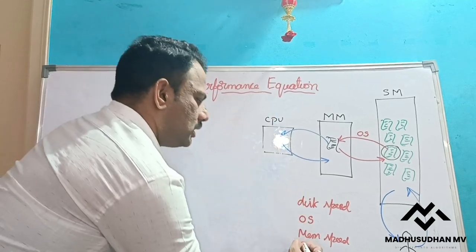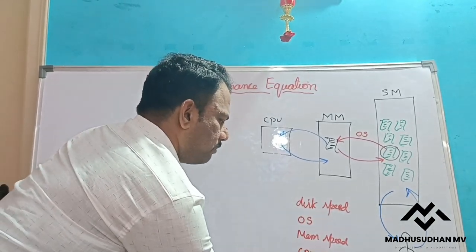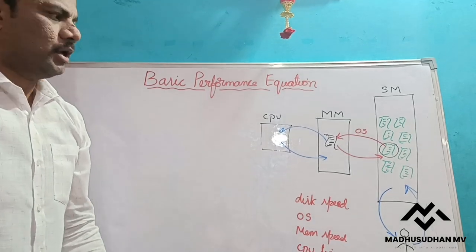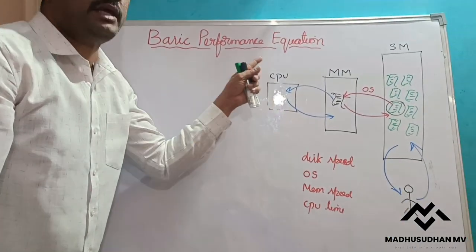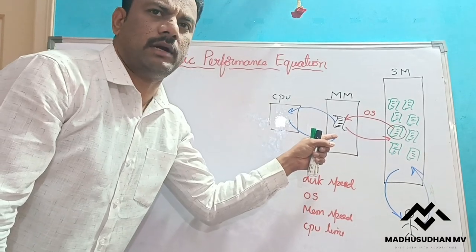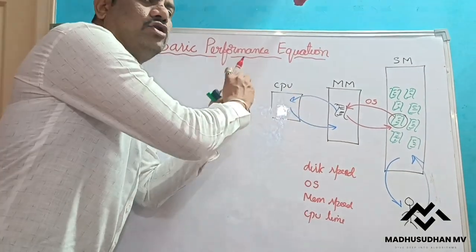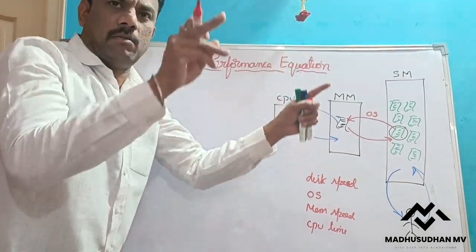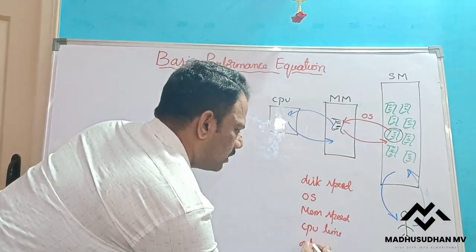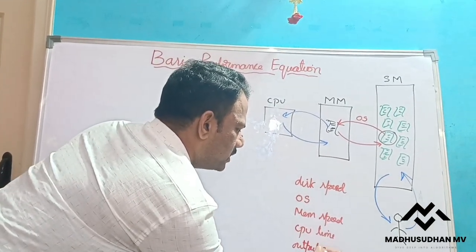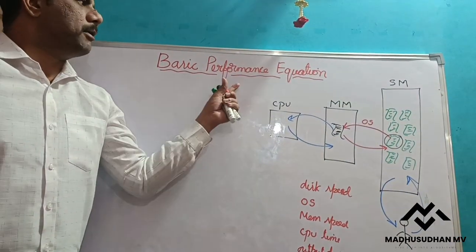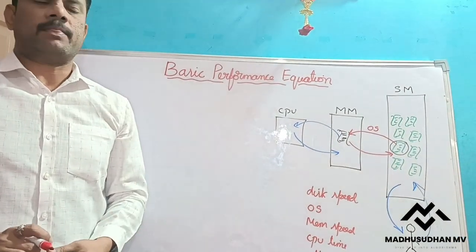Then the CPU time, that means how much time the CPU is taking. Once the CPU executes the program, again it has to store the program data back in the main memory, or it has to give the result on the monitor or some output screen. That means it also depends on the output device speed. So these are the factors on which the performance of a computer depends.